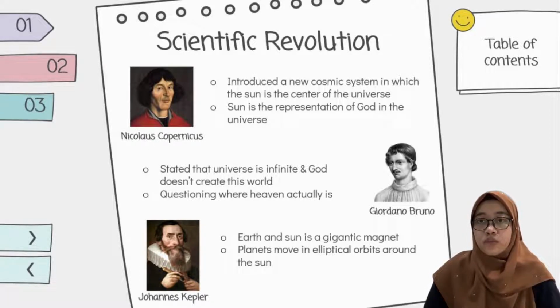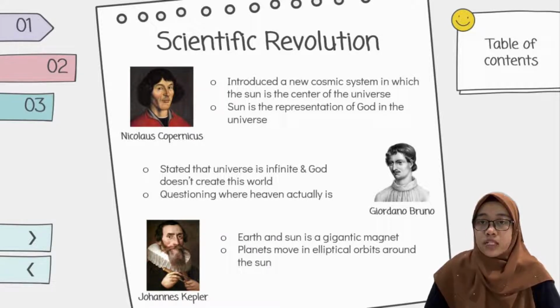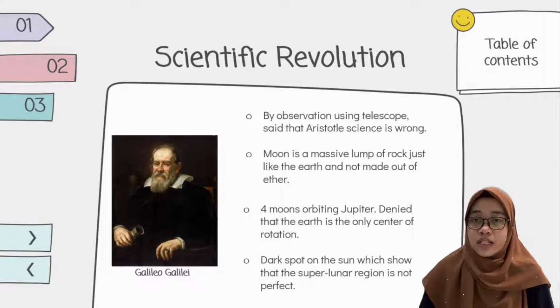Second is Bruno in 1584, who had a more extreme view where he stated that the universe is infinite and God does not create this world. This led to a huge debate with Protestant Christianity and Catholic Christianity. Third is Kepler, who said that the Earth and Sun are a gigantic magnet, and this magnet is what makes the planets move in elliptical orbits around the Sun. Lastly is Galileo Galilei in 1564, where he discovered that Aristotle's science is wrong after making some observations using a telescope.